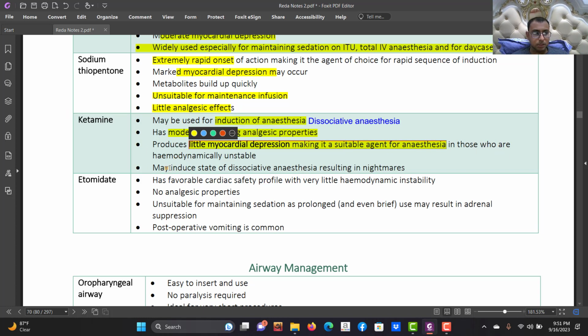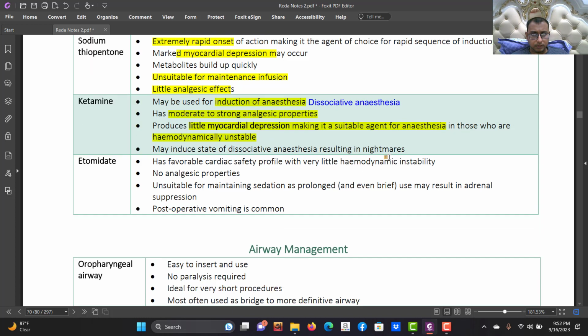Sometimes ketamine can be used in patients who are hemodynamically unstable, like patients with low ejection fraction, low hemoglobin percentage, or low systemic nutritional status. In that case, if the operation is an emergency, we can use ketamine as an anesthetic agent. There may be nightmares, the patient feels nightmares, because it is a dissociative anesthesia.